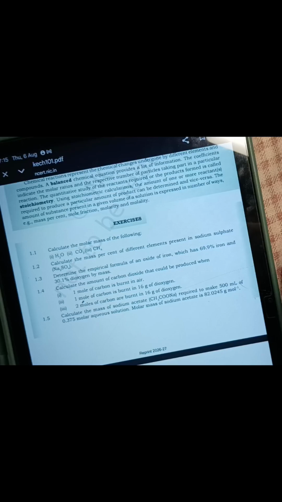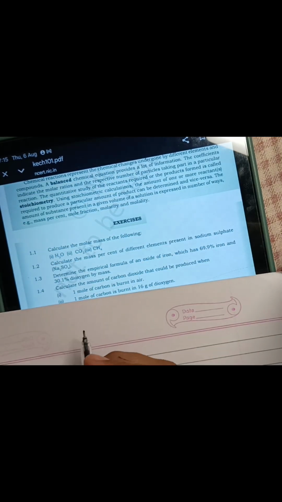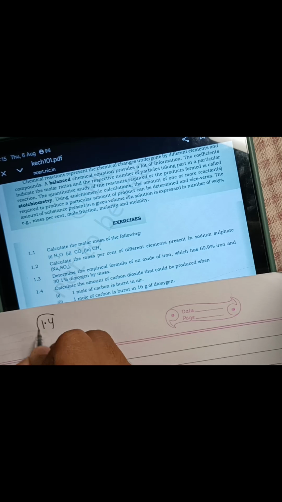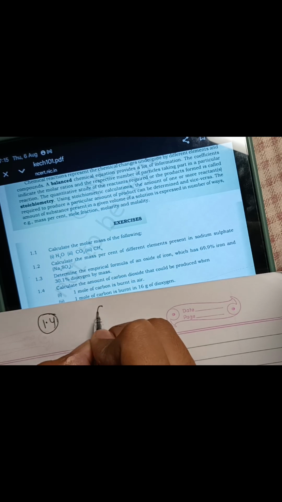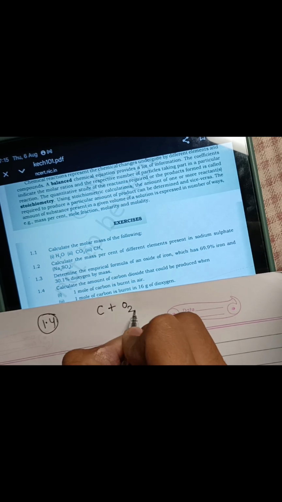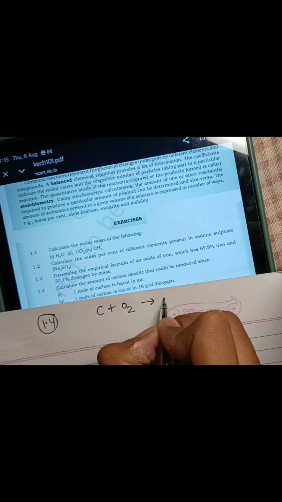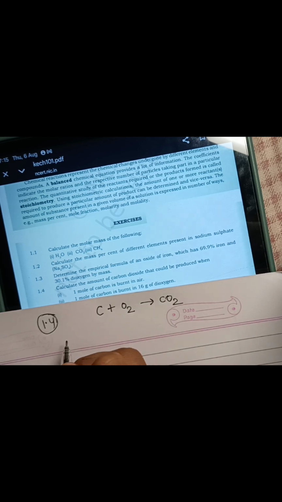Let's discuss the NCERT back exercise question number 1.4 of chapter 1. Calculate the amount of carbon dioxide that could be produced when 1 mole of carbon is burnt in air, and when 16 grams of carbon is burnt in air. Whenever such a question arises, firstly write down the balanced chemical equation: carbon reacts with oxygen, and it will lead to the formation of CO2.